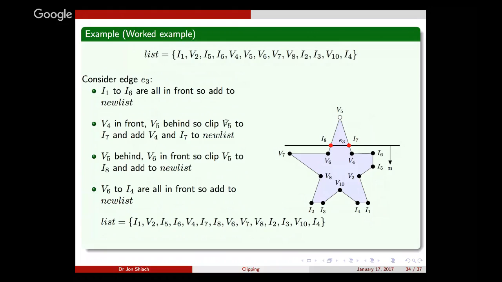We get to V4 to V5. V5 needs to be clipped to I7. So we add V4 and I7. V5 also needs to be clipped to I8. So we add that. Then V6 all the way around to I4 is in front, so we just add them.